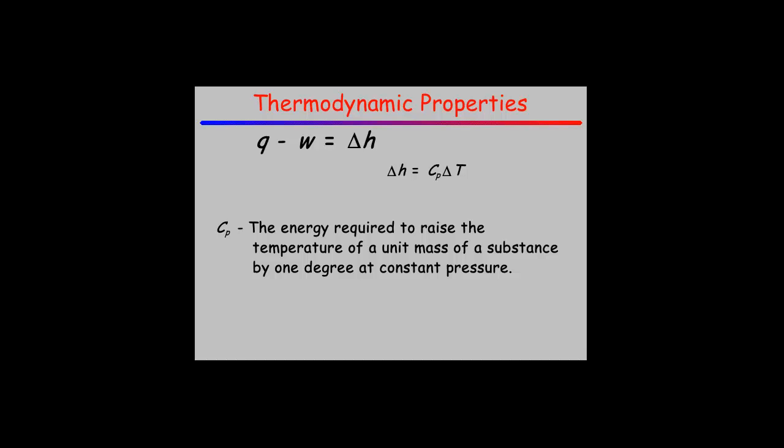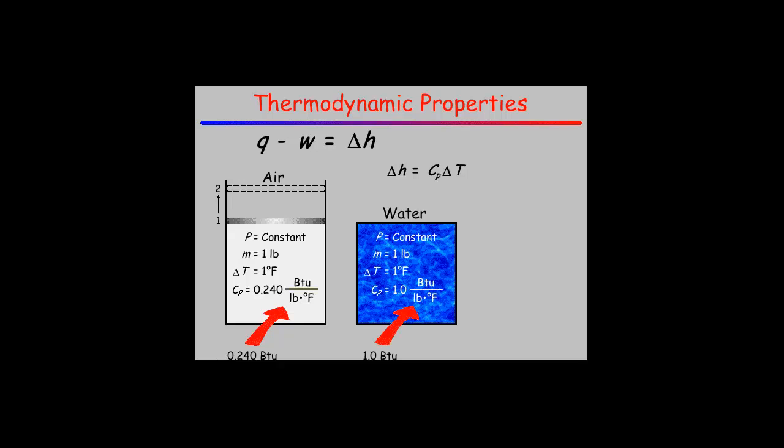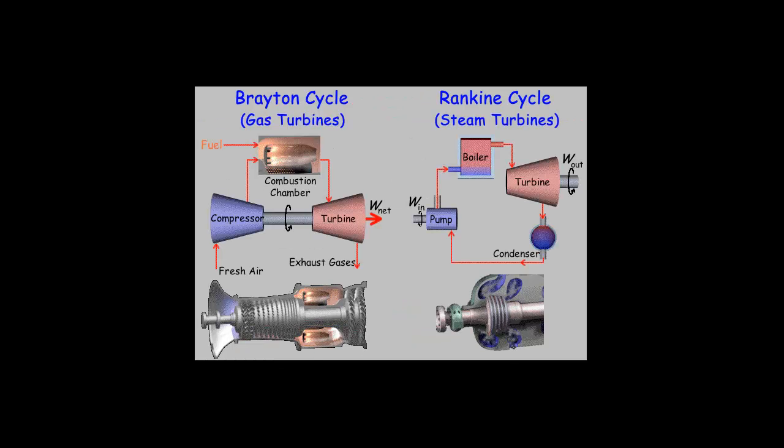Specific heats remain relatively constant over a given temperature range, but vary widely for different substances. For example, C sub P for air is 0.240 BTUs per pound degree Fahrenheit. For water, C sub P is 1 BTU per pound degree Fahrenheit. Click on either thermodynamic cycle to learn about the efficiency of that cycle in detail.